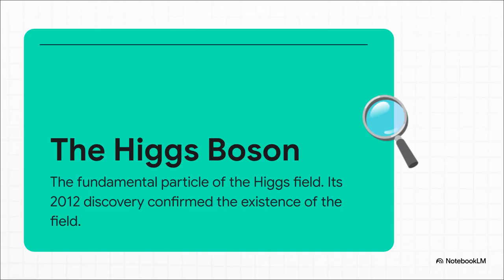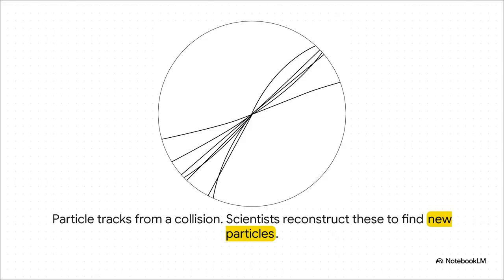Finding this thing was the absolute last piece of the Standard Model puzzle, and after decades of searching, in 2012, physicists at CERN finally found it. It was a huge, huge deal. And this right here, this is what that discovery looked like. It's the moment of truth.